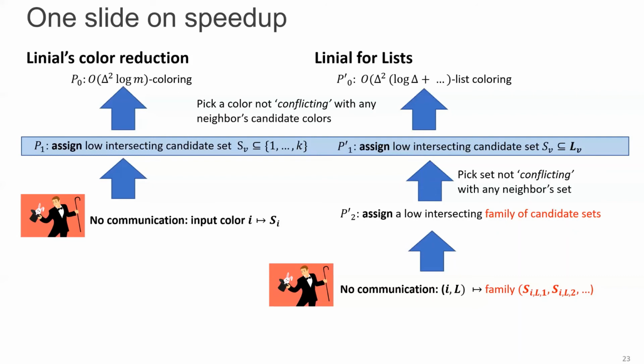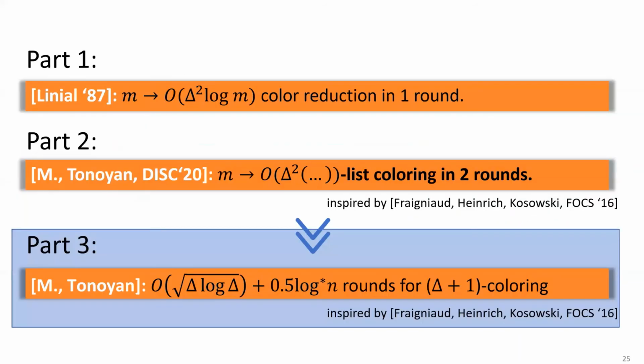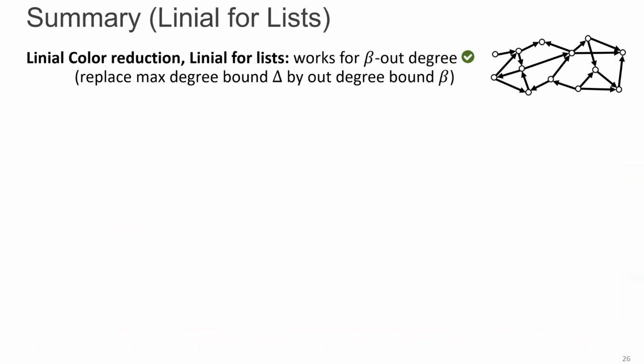So in a high level way, it's very similar to this linear color reduction. Now let me tell you how our two-round algorithm here, which solves list coloring with many colors, we have this delta squared dependency here, or requirement on the list size, is helpful to actually color with few colors, with delta plus 1 colors. And for that, we first need one observation.